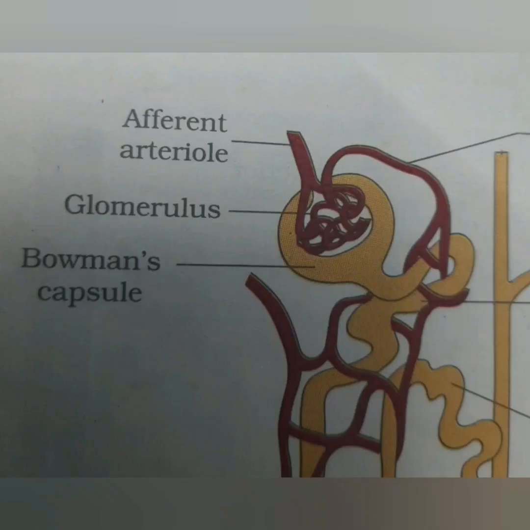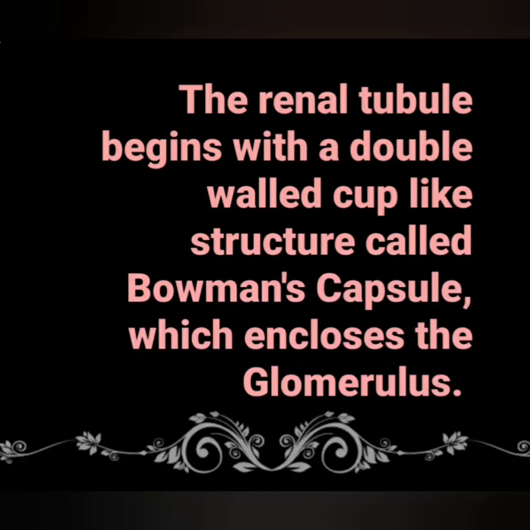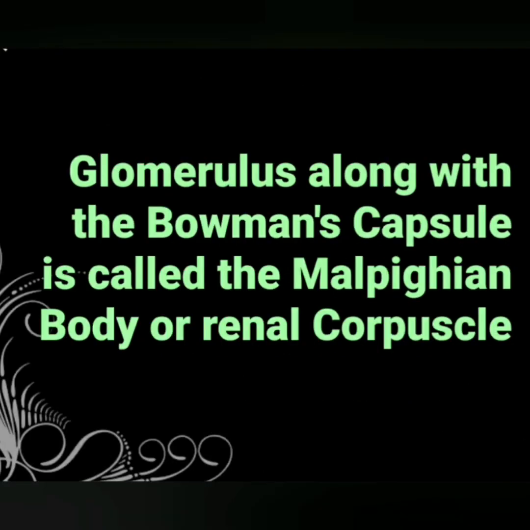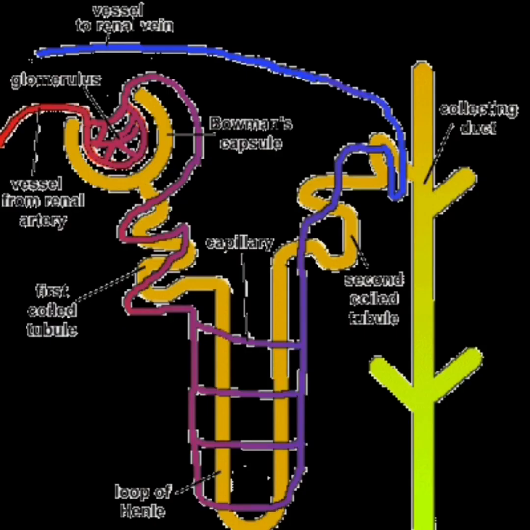So here you can see the glomerulus and Bowman's capsule together. We will say it is a Malpighian body or renal corpuscle. Here is the explanation once again. The renal tubule begins with a double-walled cup-like structure called Bowman's capsule, which encloses the glomerulus. Glomerulus along with the Bowman's capsule is called Malpighian body or renal corpuscle. Once again, a colorful diagram of the nephron is shown here. Different parts are labeled there. Observe and try to understand.